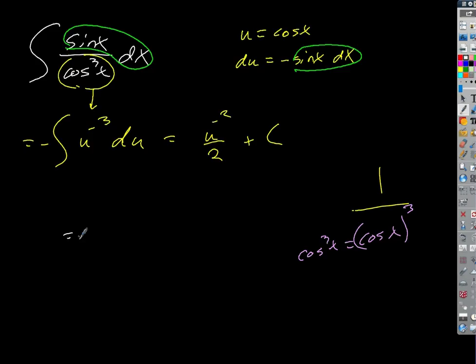So what's that look like then? Good. So I get 1 over 2 cosine squared x, plus c. How do you get from u to the negative 3 to u to the negative 2 over 2? Well, what's the antiderivative of u to the n? u to the n plus 1 over n plus 1. Negative 3 plus 1 is negative 2. Okay?